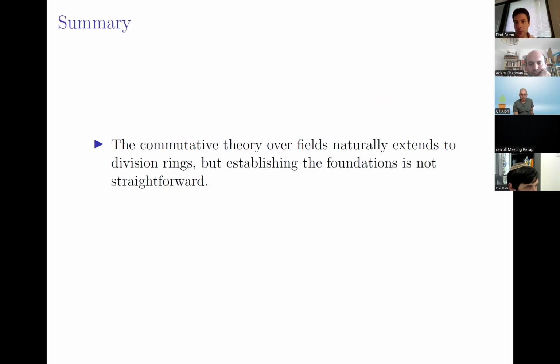Okay, so just to summarize everything, you have a lot of technical problems, but eventually the commutative theory naturally extends to division rings. Establishing the foundations is not so straightforward. I would hope that eventually we could develop a theory which just mirrors the complex theory, or maybe even the whole theory over algebraically closed fields. But at this point, even the foundations are not quite clear, for example, because of the issue with algebraically closed division rings that I touched upon several times throughout this talk.